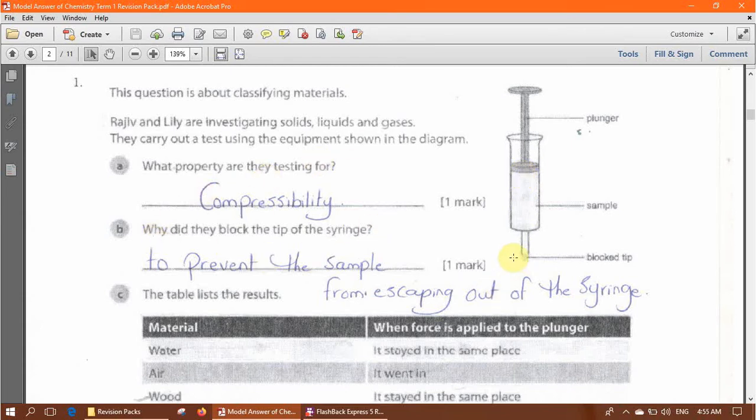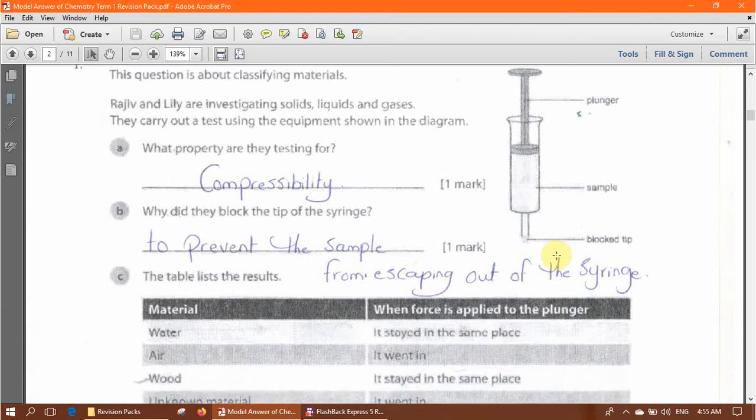Okay, why did they block the tip of the syringe? They blocked it so that the sample won't escape out of the syringe. So you cannot say in this case so that the air will not escape out of the syringe, because he's using different substances, solids, liquids, and gases. So you're just simply going to say that it is to prevent the sample or the substance from going out of the tip of the syringe or from escaping out of the syringe.